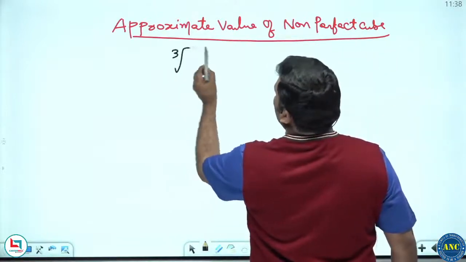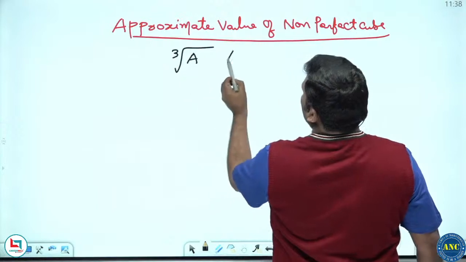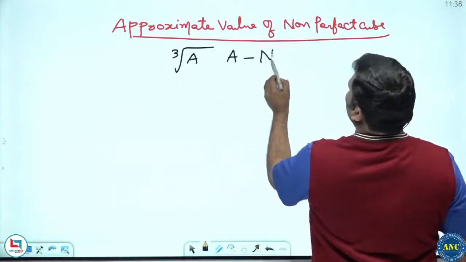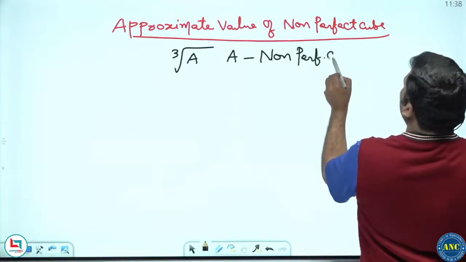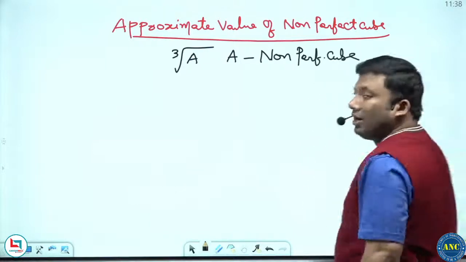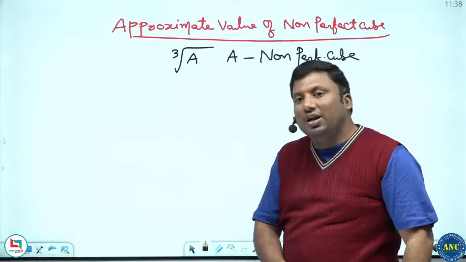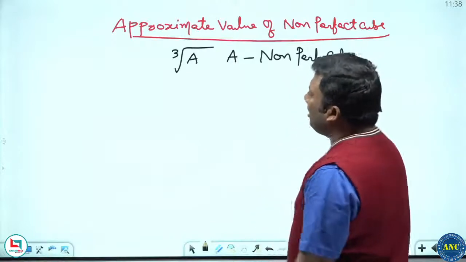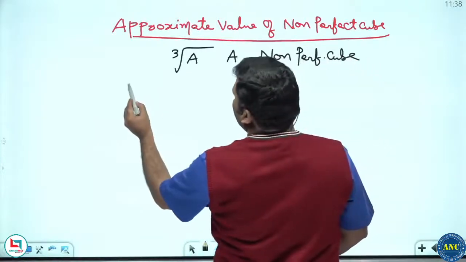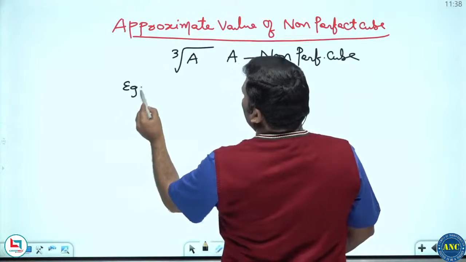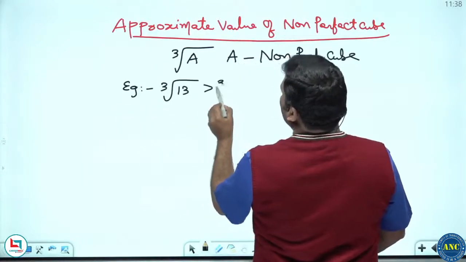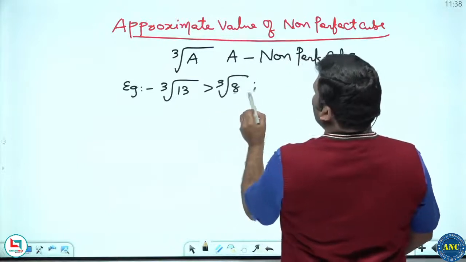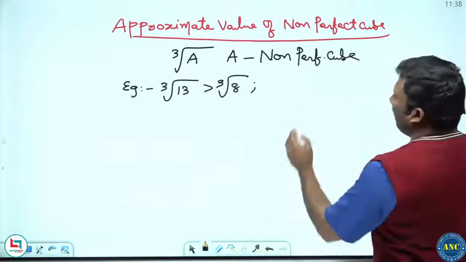Cube root of a, where a is a non-perfect cube. A non-perfect cube will have a digital sum of anything other than 1, 8 or 9. For example, the cube root of 13 is greater than the cube root of 8.